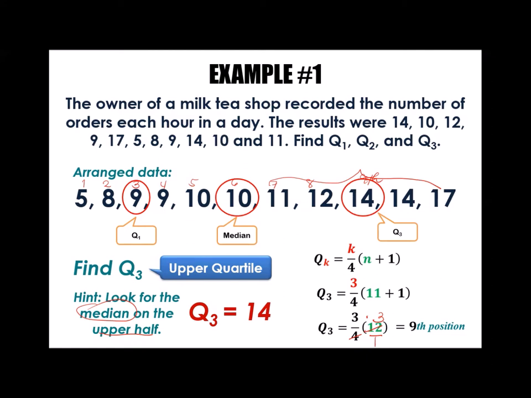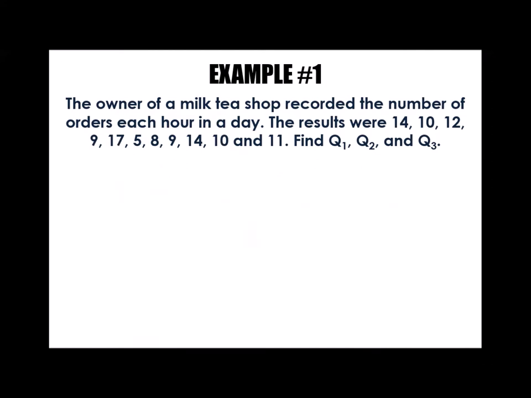Madali lang siya. So, kailan ba yan ginagamit? Ang ungrouped data ay ginagamit yan pagka less than 30 yung ating dataset, kasi madali mo siyang ma-arrange, madali mo siyang makita kung ano yung mga positions na yan. So, dyan din ginagamit yung quartile pagka less than lang yung number of dataset natin. So, pagka maramihan na, hindi na quartile ang gagamitin natin.